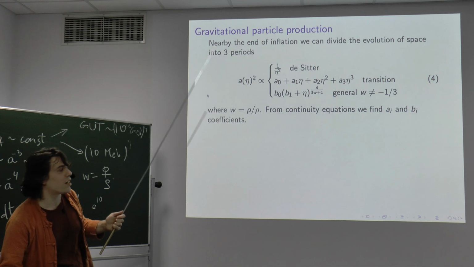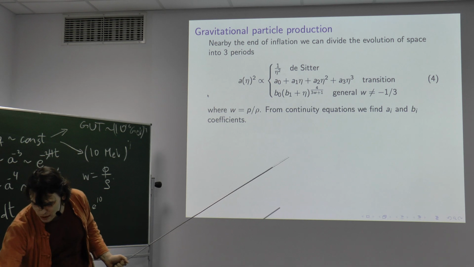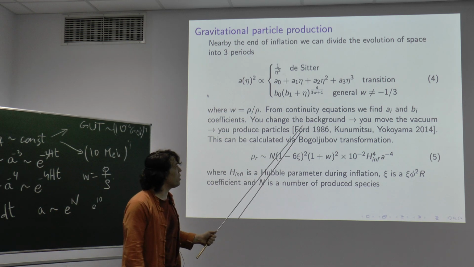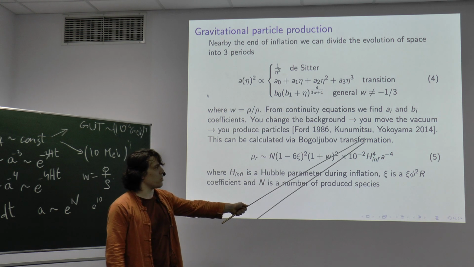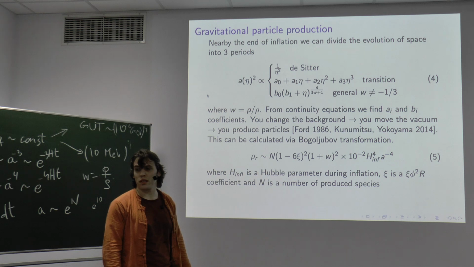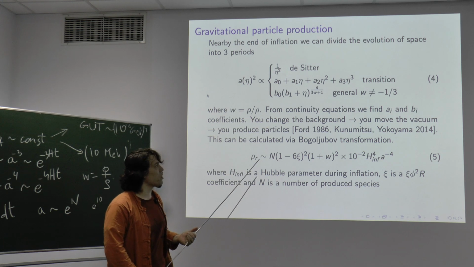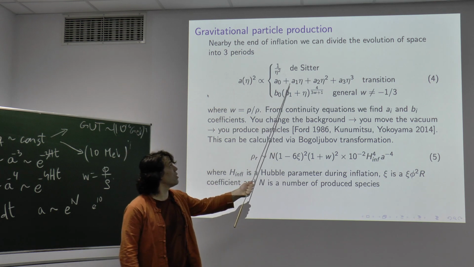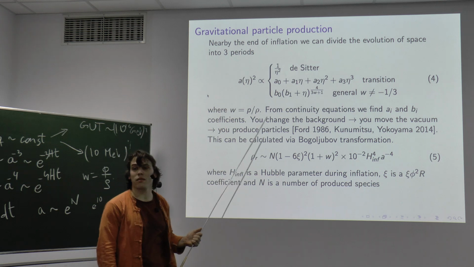Yeah, so it's like Bogoliubov coefficients. So you can calculate the energy density of radiation. This was actually discussed by Ford in 1986, and there is a very nice paper by Yokoyama from 2012 where they discuss it as well. I don't want to go into details here, but the only thing I would like to tell you is that you can actually produce some radiation over there, assuming this period was rather short. So let's say you produce some radiation at the end of inflation.